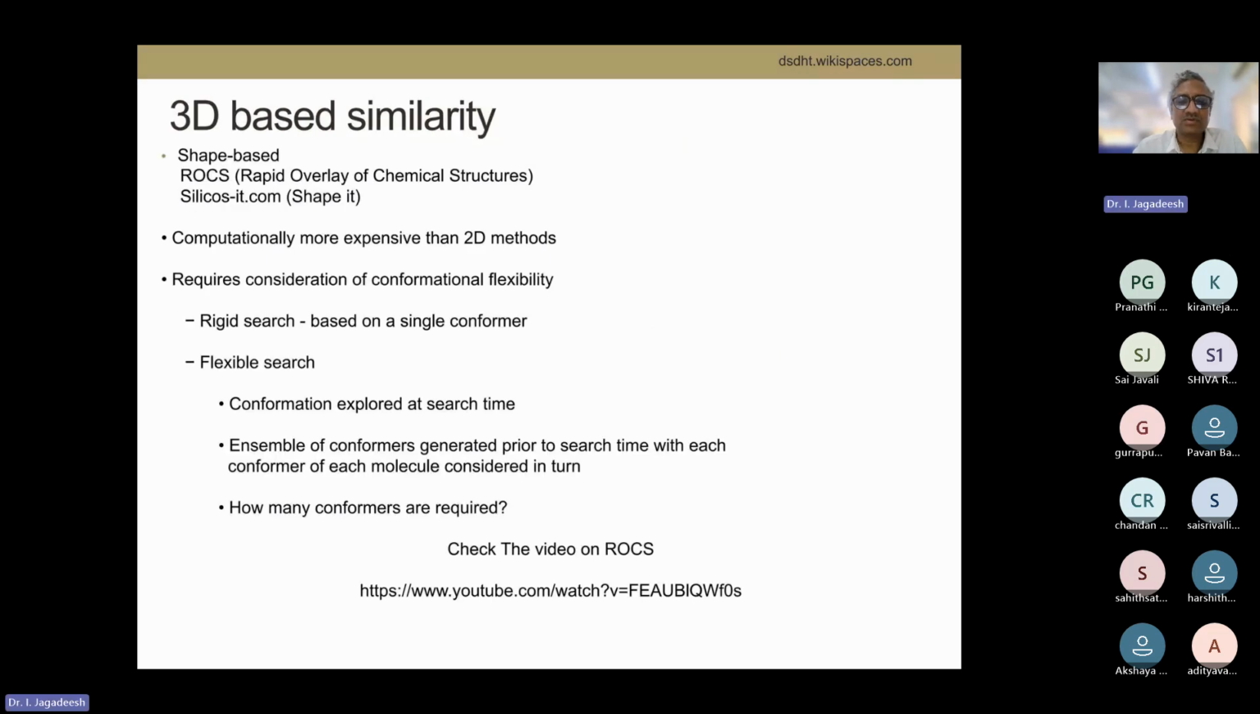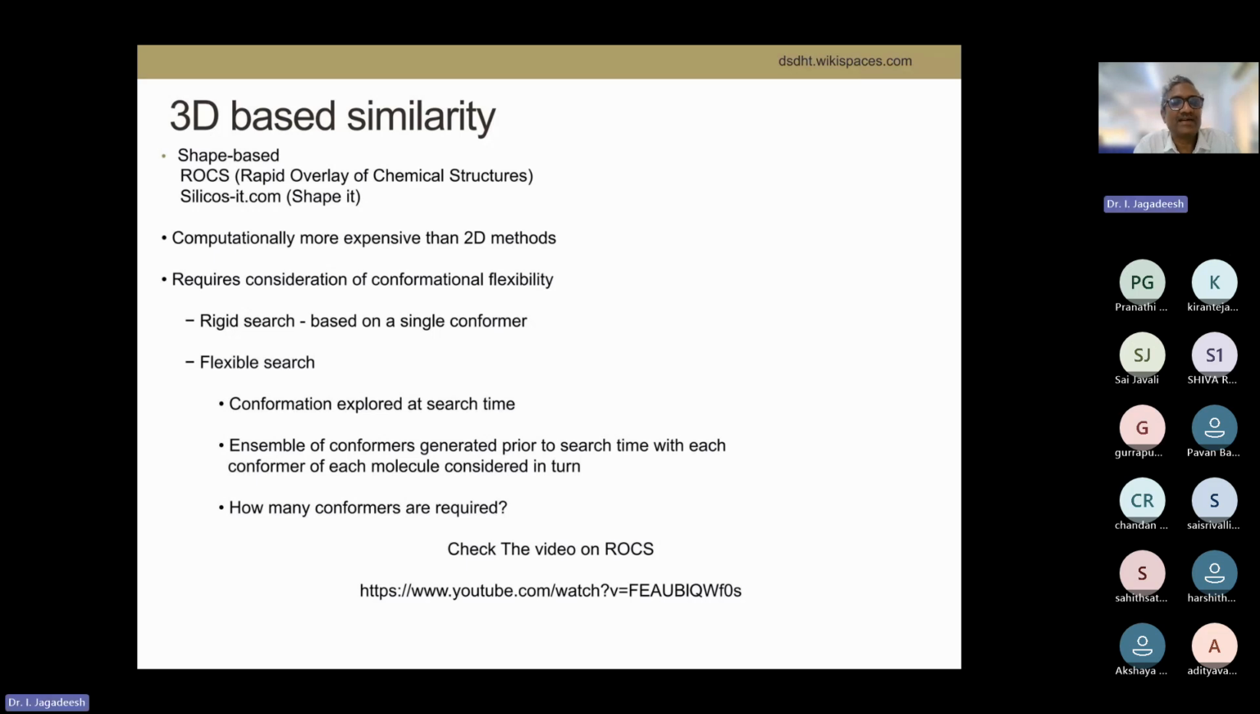There is another approach we need to go further, which is 3D based similarity, where we are going to consider the shape as a parameter to see the similarity. One concept is called ROCS, rapid overlay of chemical structures. So there is a site, silicosit.com. It will shape the structure and find the similarity. But the 3D similarity is a little bit more complex and more expensive than the 2D similarity method. Tanimoto and Euclidean distances are cheaper methods.